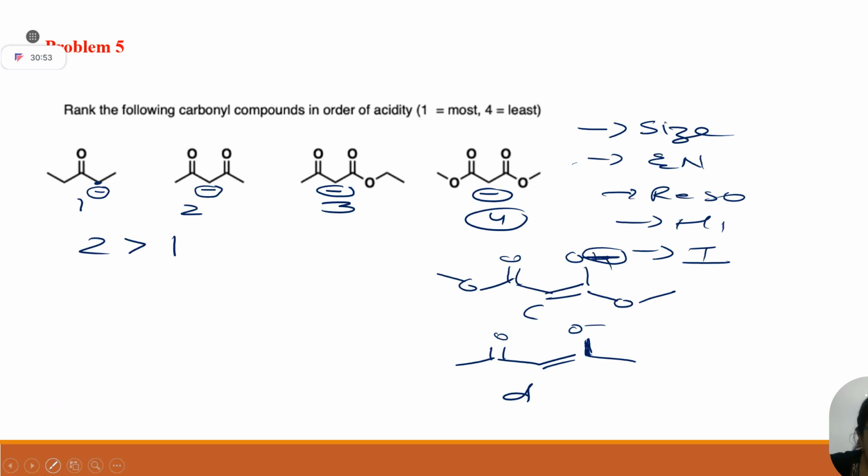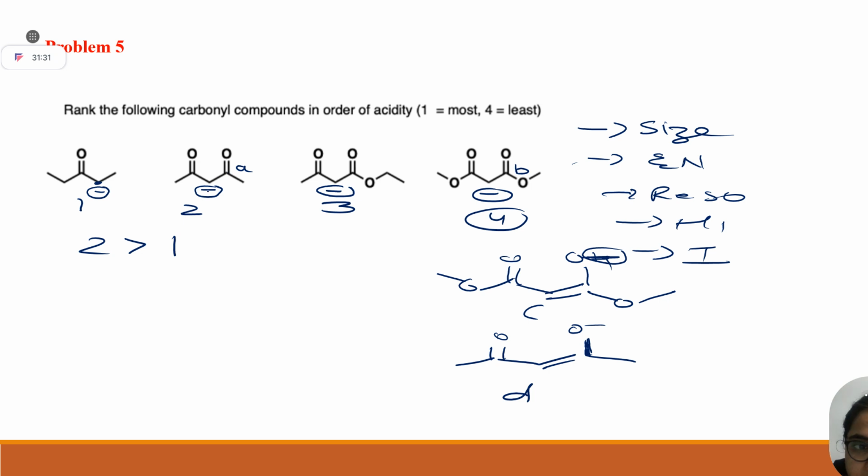Now students tell me, let me use the laser pointer. If I ask you, is this carbon more electrophilic or this carbon more electrophilic? Among A and B, which carbon is more electron deficient? A. Exactly A. Because in B, this oxygen is assisting this carbon, right? So A is more electron deficient.